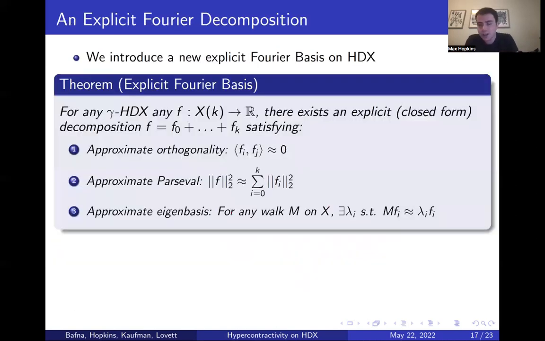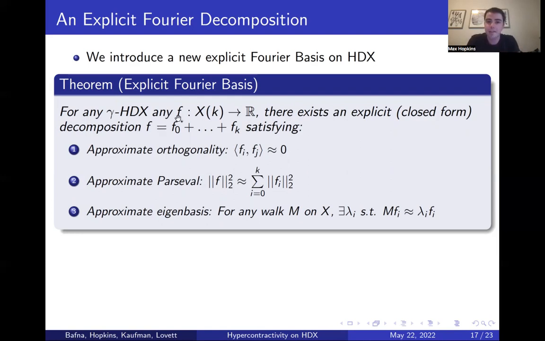Okay. So we want to talk about hypercontractivity and small set expansion on these objects, but to even define the Bonami lemma, this was based on the Fourier decomposition of f. It was based on saying that the lower-degree parts of f are nice. So first I have to tell you, what does that mean on an HDX? That's not clearly well defined. And so to do this, we introduce a new Fourier basis on HDX.